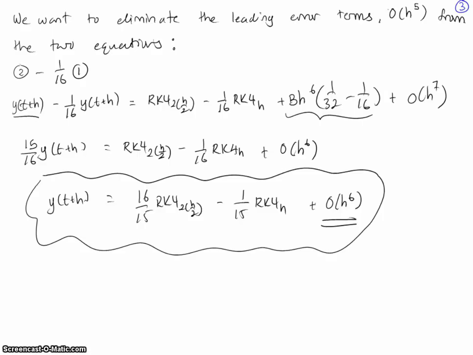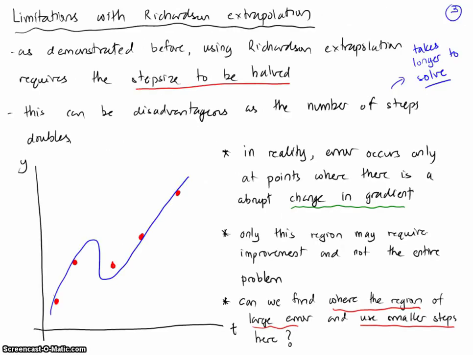So does this mean that we can actually apply Richardson's extrapolation every time to our solutions of ODEs? As we have shown in the derivation that we have done, in order to perform Richardson's extrapolation on your RK4 solution, you need to halve the step size every time. So every time you halve the step size from h to h over 2, you double the number of times you need to perform your calculation.